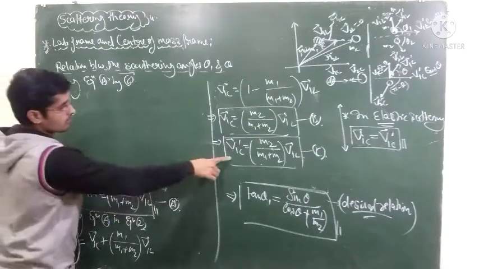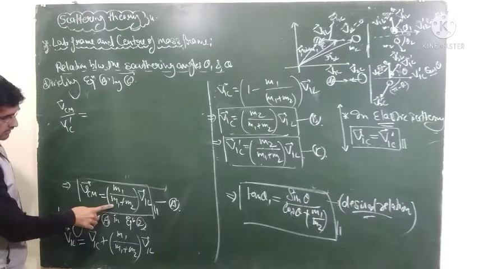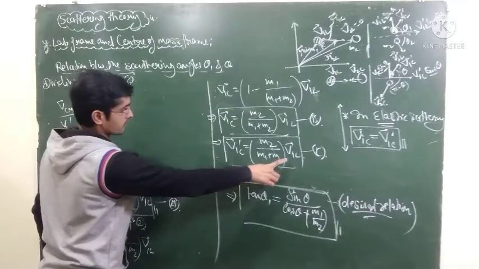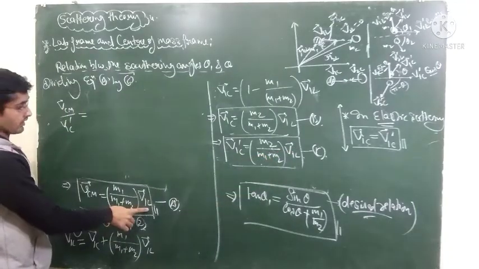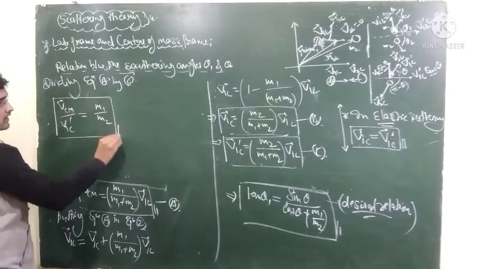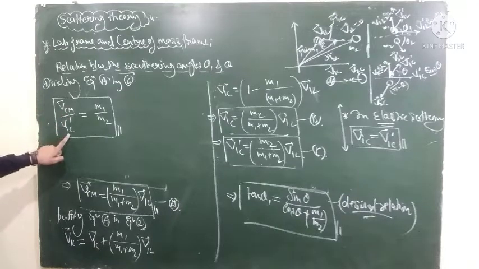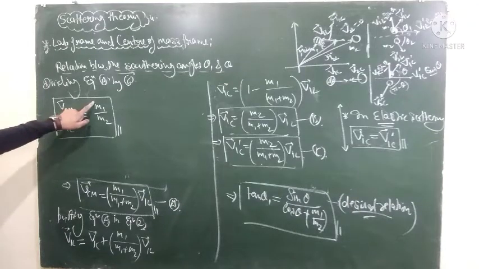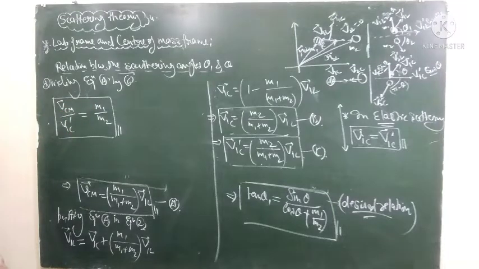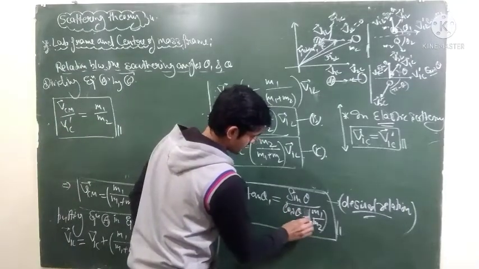VCM over V1C dash, and this will be equal to, this particular denominator will cancel with this denominator, V1L will cancel with V1L, and it will be M1 over M2. And this is what I have just told you. So this is what we have proved, that the ratio of the velocity of the center of mass to the velocity of particle 1 in the center of mass frame after the collision is the mass of particle 1 divided by the mass of particle 2.